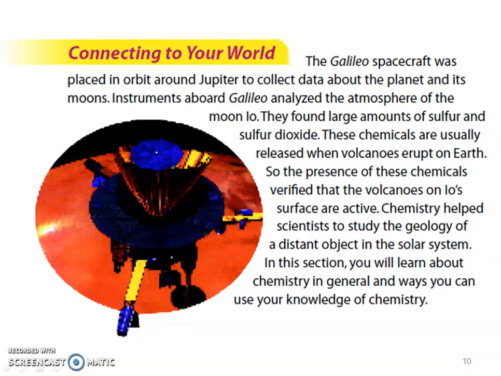The Galileo spacecraft was placed in orbit around Jupiter to collect data about the planet and its moons. Instruments aboard Galileo analyzed the atmosphere of the moon Io. They found large amounts of sulfur and sulfur dioxide. These chemicals are usually released when volcanoes erupt on Earth. So the presence of these chemicals verified that the volcanoes on Io's surface are active. Chemistry helped scientists to study the geology of a distant object in the solar system.